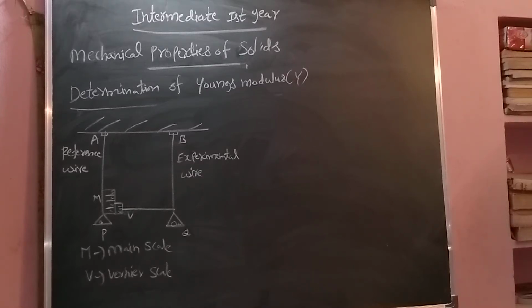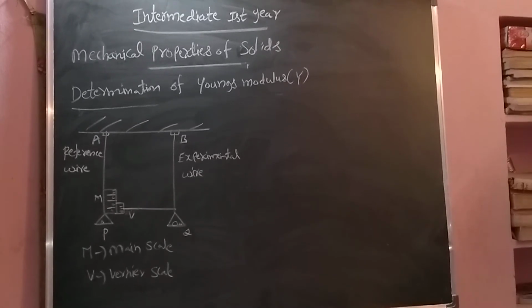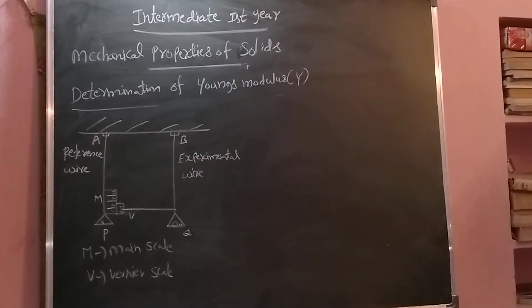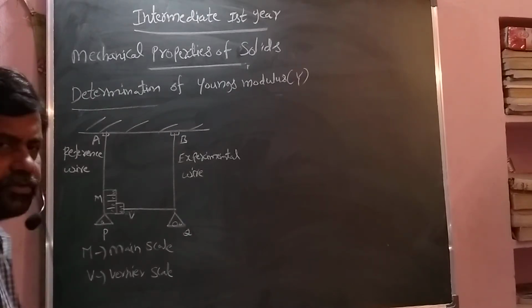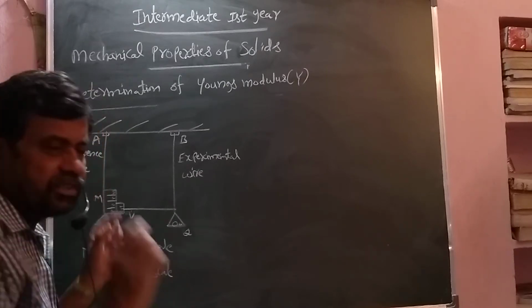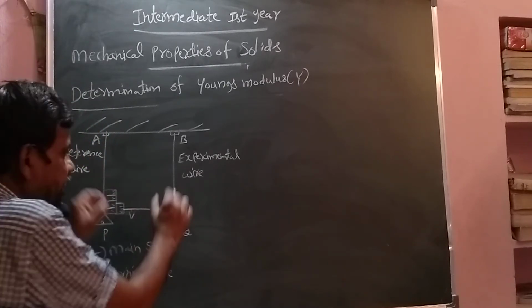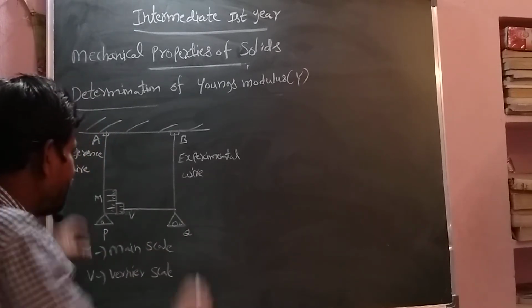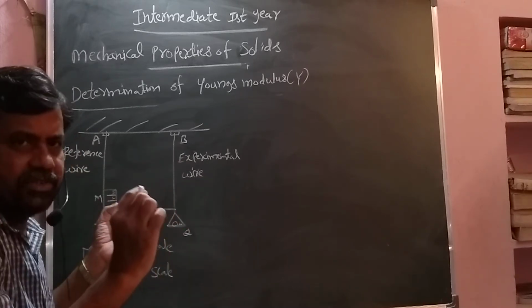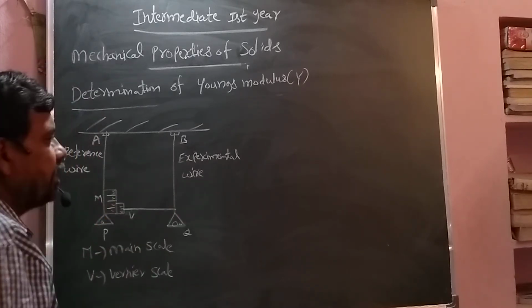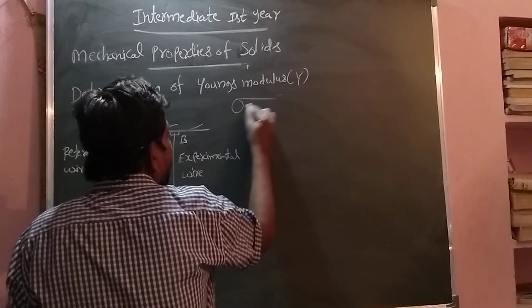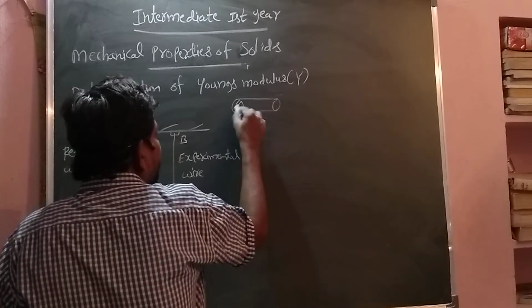Now we are discussing the determination of Young's modulus. Determination of Young's modulus. Here, whichever material's Young's modulus you want to find, using that material we construct two identical wires having the same length and the same thickness, that means diameter. Anywhere you take it, it is like a cylinder, so the area of cross section is a circle.